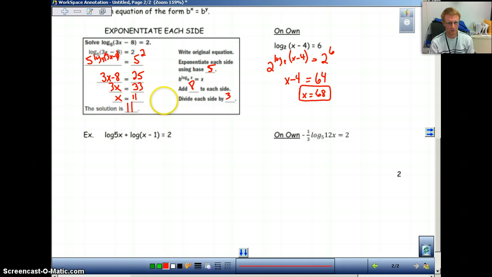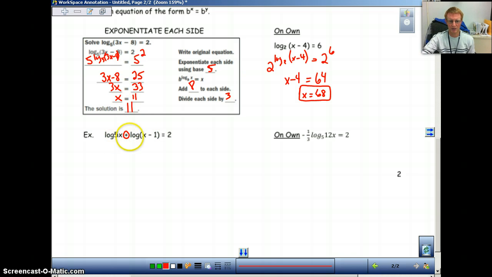Okay, let's look at one that's a little bit more difficult. On these ones, again, here's where we have two separate logs. And in the last section, we talked about how to condense our logarithms. So before we solve anything here, we need to get it to be one logarithm. What we have here is addition. Because we have addition, it means that we're going to be taking this one and multiplying. So we're going to do 5x times x minus 1.